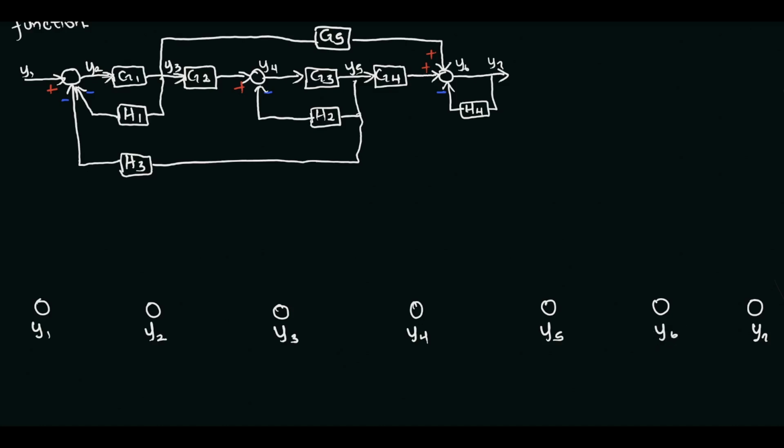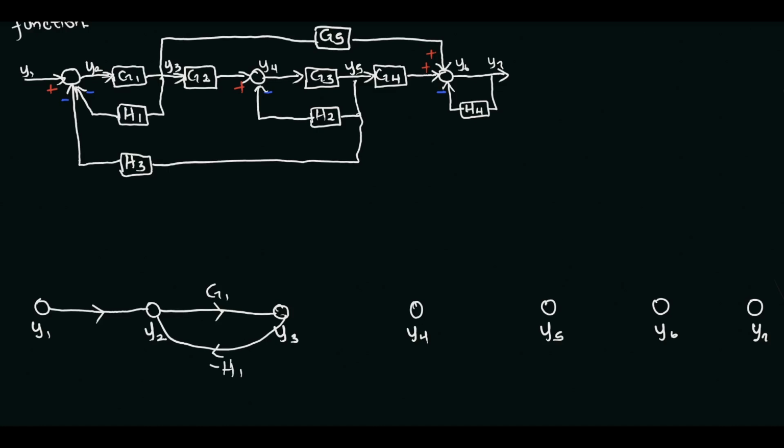So then the branches. So y1 is moving to y2, y2 is moving to y3, and between y2 and y3, we have g1. Then you have your feedback from y3 to y2. So this is minus h1.